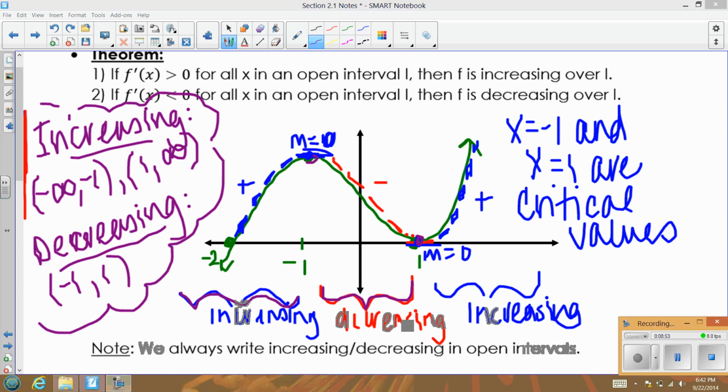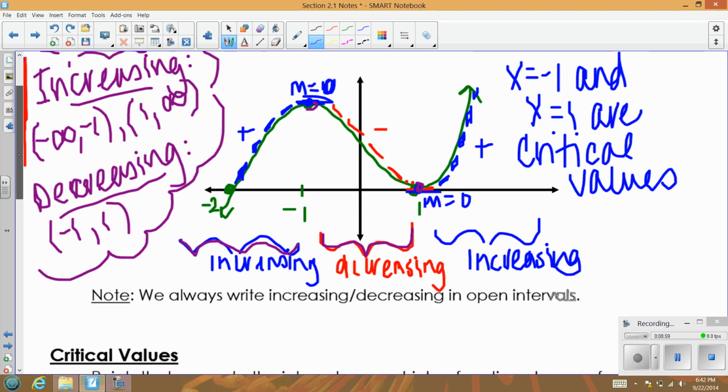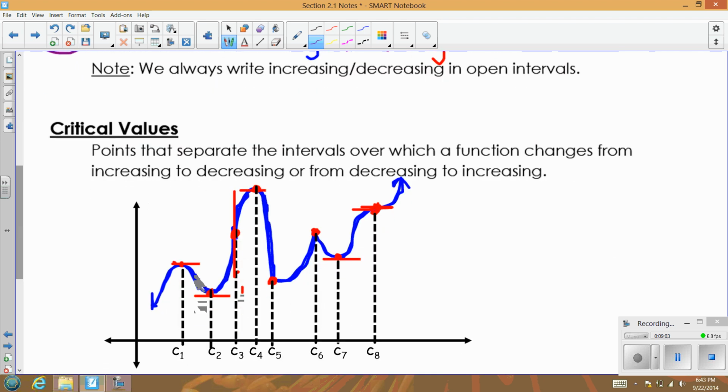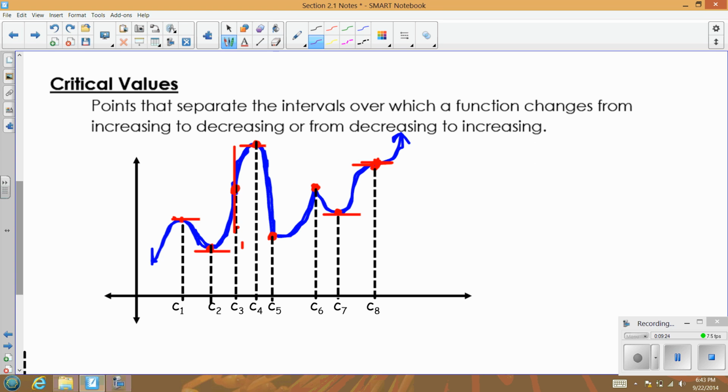So talking a little bit more about those critical values. In this picture we saw that -1 and 1 were the critical values. But if we had a picture something like this, we want to talk about the different points here and how they represent critical values. The first thing is I want you to note that all of these values that I have pointed out are critical values. So C1 through C8 are all critical values. What makes these critical values is that they're either points such that the derivative is equal to 0, meaning the slope is a horizontal slope, so the slope of the tangent line is equal to 0.